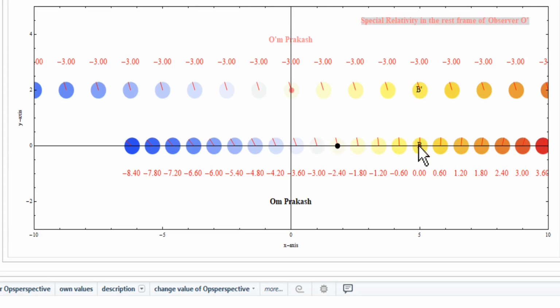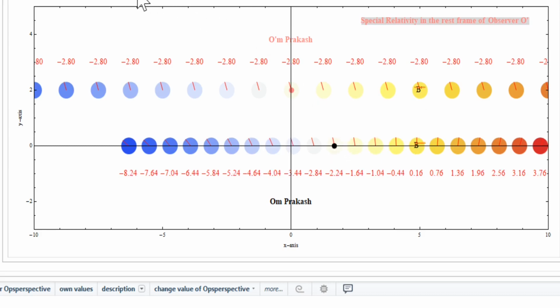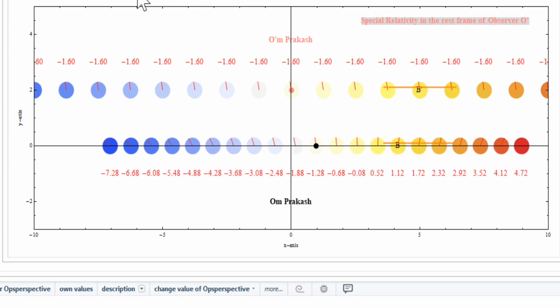Both B prime and B will send out light signals. B prime will send out a light signal towards O prime Prakash. B will send out a light signal towards Om Prakash. If we play this forward in time, we see these light signals appearing to keep pace with each other. Both signals are traveling at the speed of light c, which is 1 meter per second. Again, the thing to keep in mind is that the separation between these observers on the train is actually larger than 1 meter.